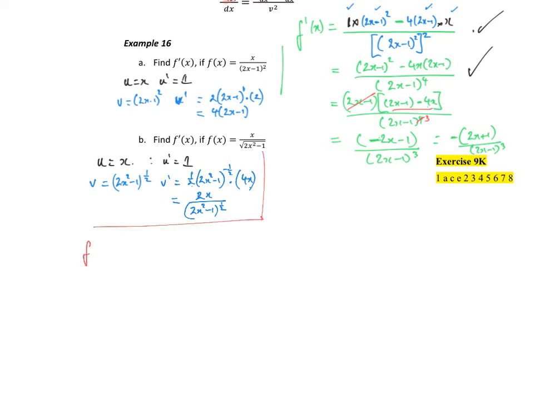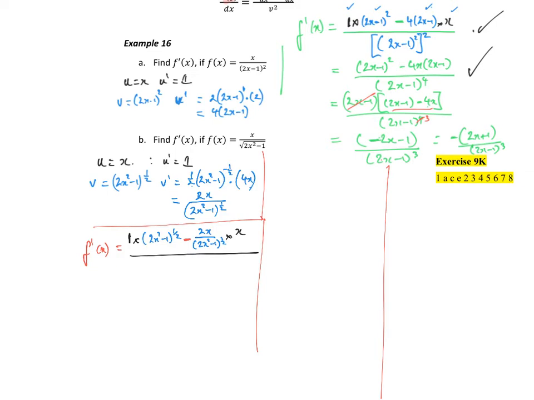So f dash of x is equal to the derivative of the top, which is 1, times the bottom, which is 2x squared minus 1 to the half, subtract the derivative of the bottom, which is 2x over 2x squared minus 1 to the half, times the top, which is x, over the bottom squared, which is 2x squared minus 1 to the half, all squared. All right, so there's my quotient rule.